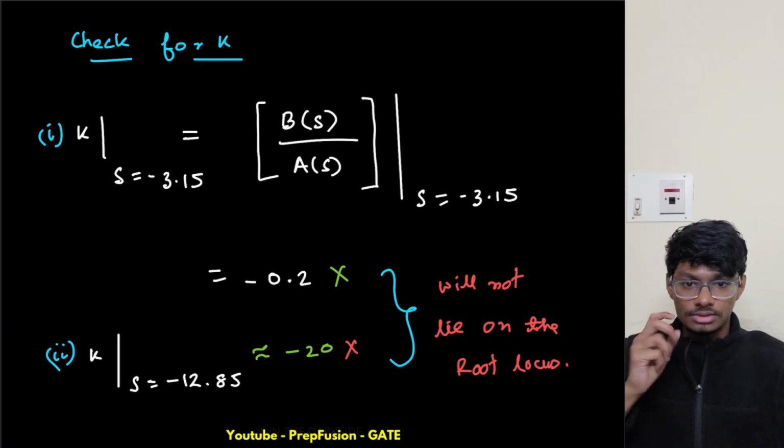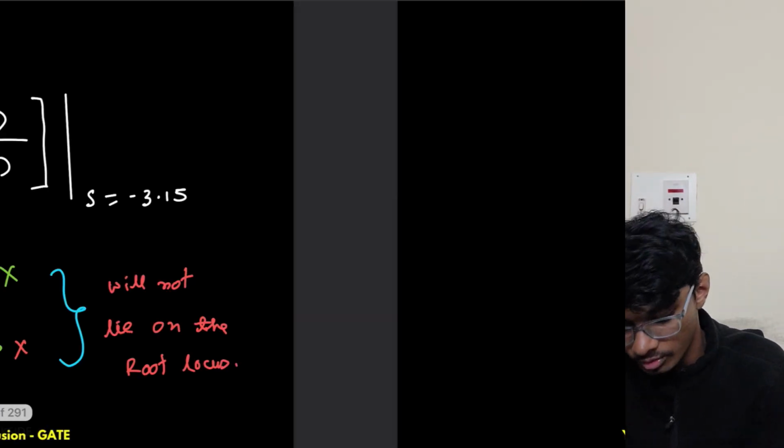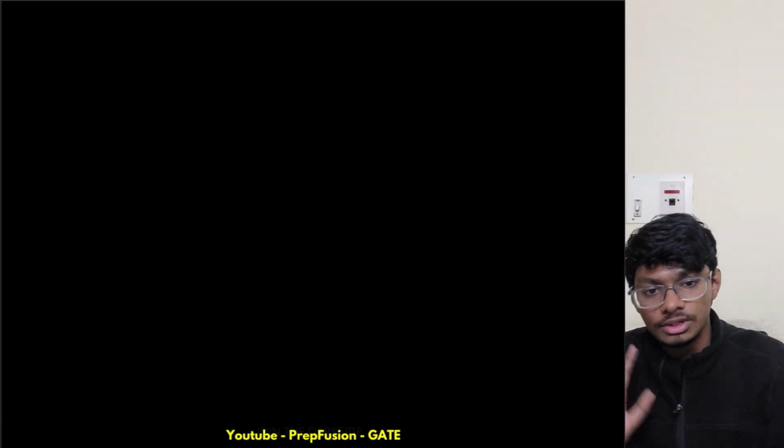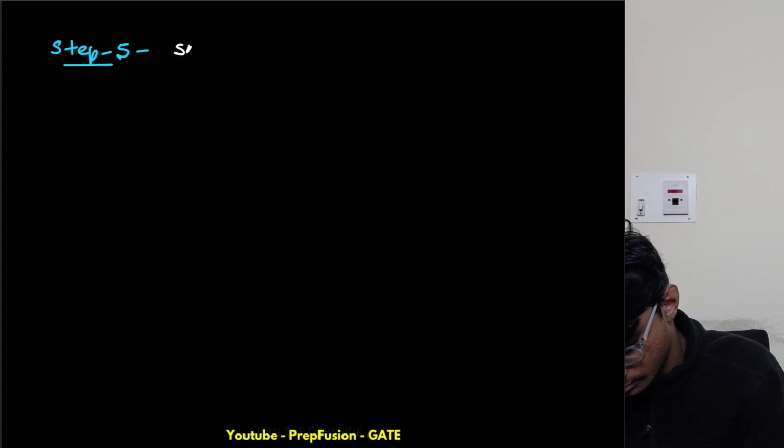So hence we'll have no breakaway or breaking points. Now we would do the calculation of angle of arrival and departure, but obviously as we don't have any complex pole, we'll skip that part. So now we'll directly move to step 6. I will write step 5 skip, as no complex pole present.